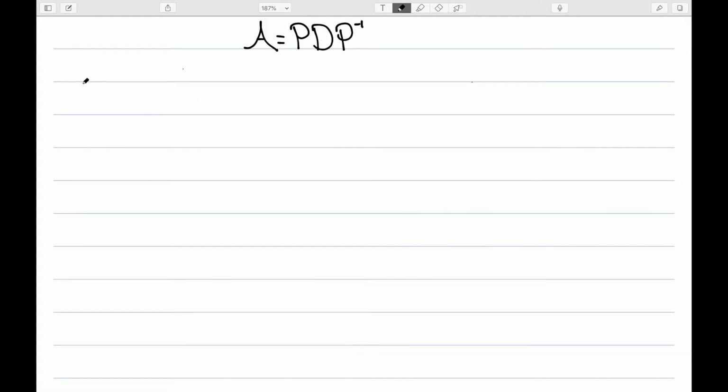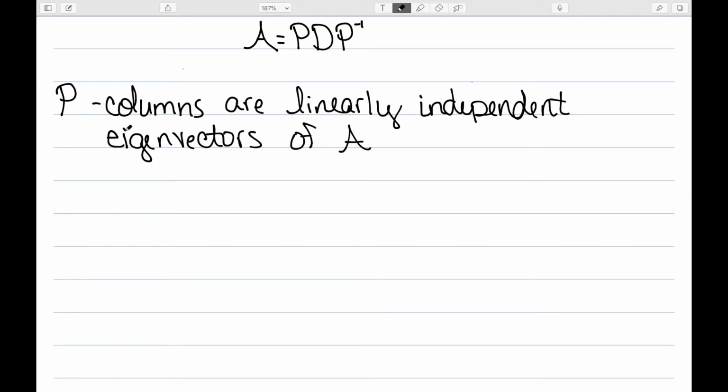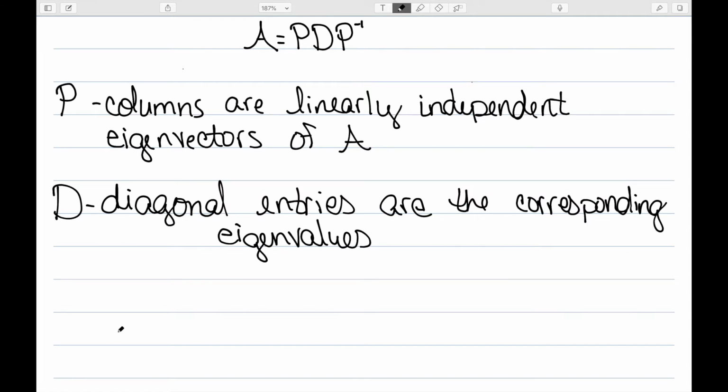When we do this, we're looking for two things, a matrix P and a matrix D. In order to find the matrix P, the columns are going to be linearly independent eigenvectors of A. So we can find all of the eigenvectors and write them as columns of the matrix, and this will be our matrix P. For the diagonal matrix D, the diagonal entries are the corresponding eigenvalues. So our eigenvalues give us our diagonal matrix and our eigenvectors give us our matrix P. So let's look at an example.